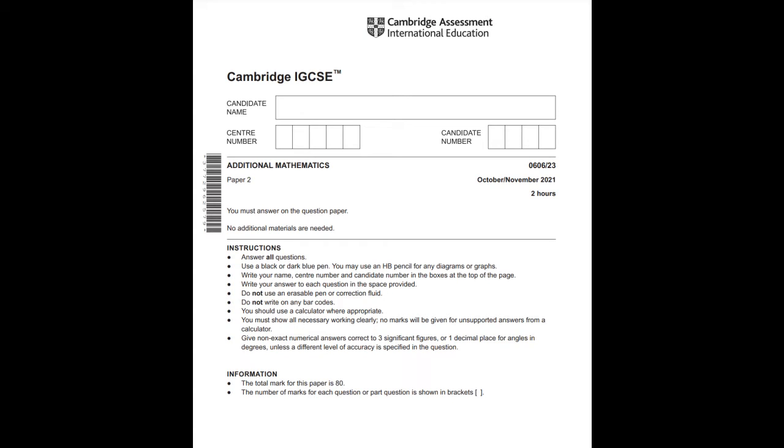Okay, so here's the paper that I'm going to work through. October, November 2021. Let's see, paper 2. It's a total of 80 marks. I tried to pace myself according to the time here, 2 hours. I actually finished a bit quicker.